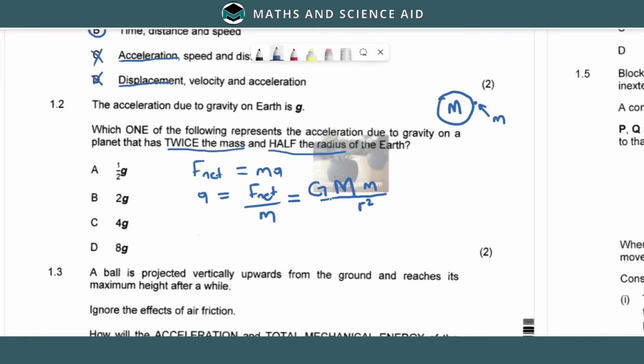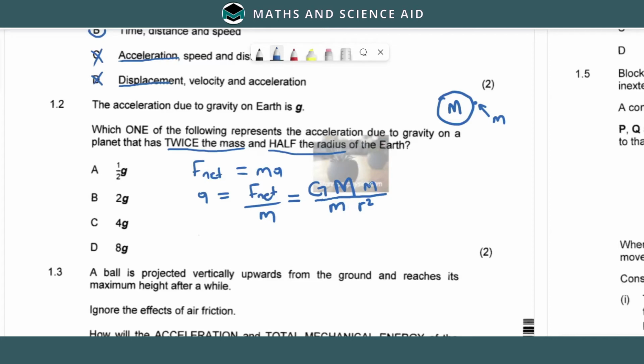So this is the expression for F net. And then we need to divide it by m. So you should not forget this m here, which is just from Newton's second law. And this is because we want to know the acceleration of an object that is on the surface of this planet. And that object is what we have given a mass of small letter m.